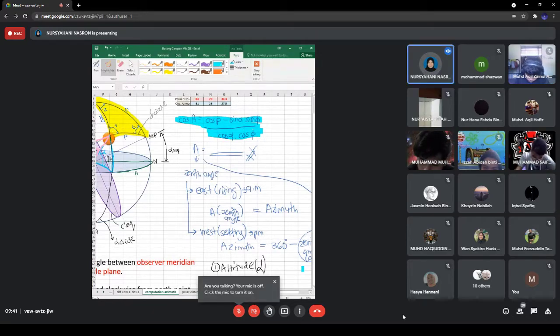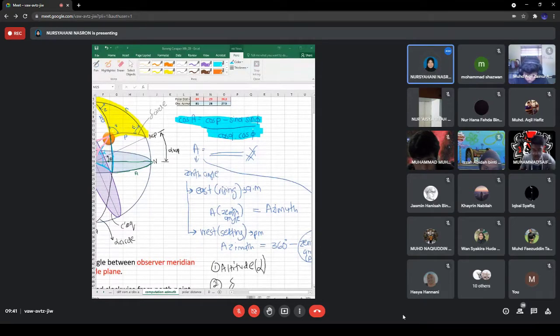Okay, if you ask me why to get the azimuth at west side you need to 360 degree minus with zenith angles, please refer back to the topic 1D astronomical triangles. Dalam tu saya dah maklumkan dah kenapa.